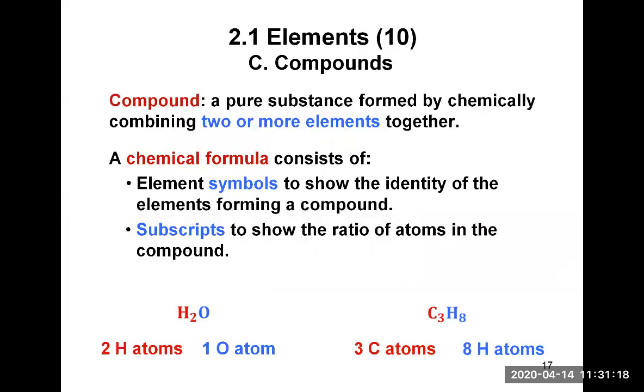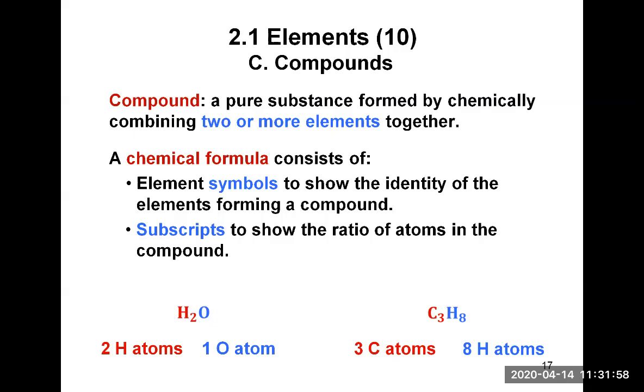Okay, so you remember how we classified matter as pure substance, and a pure substance could be classified as an element or a compound. And so now we will go over what is a compound. A compound is a pure substance formed by chemically combining two or more elements together, right? So this time you bind elements together and you make a compound. And so compounds are usually binding in set ratios, definite ratios.